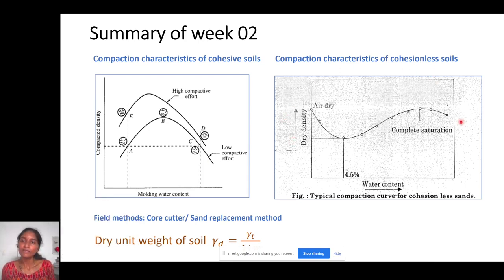Let us see the cohesionless soil. When I say cohesionless soil, that is sand. So if you see the dry density versus water content curve for cohesionless soils, the behavior is not the same. If you just observe from this, that is from the half, the behavior is the same. But before that, some other phenomenon is happening. What is that? Before we discuss this, you will be seeing.